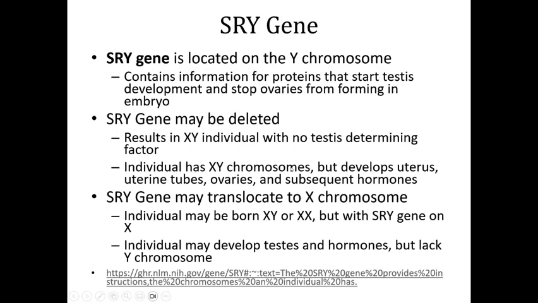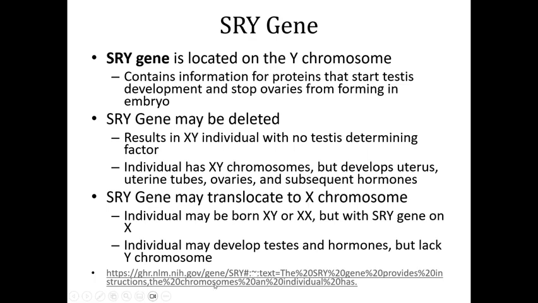So they would develop uterus, uterine tubes, etc. And the SRY gene may also translocate to an X chromosome. So individuals may be born XX but have the SRY gene. So anatomically, they would have penis, testes, prostate, etc. Again, one of those things, it's not always as simple as XX, XY.